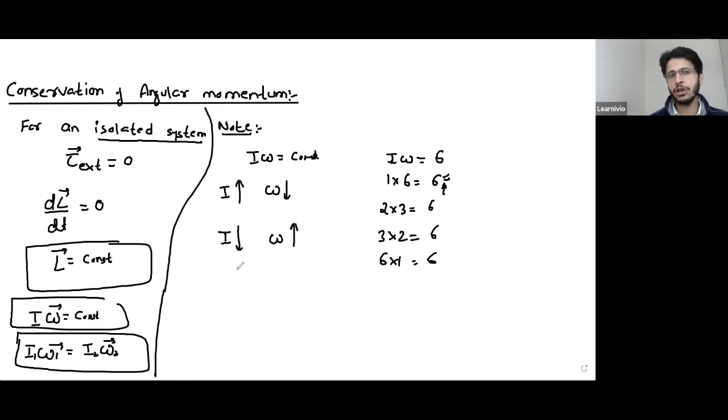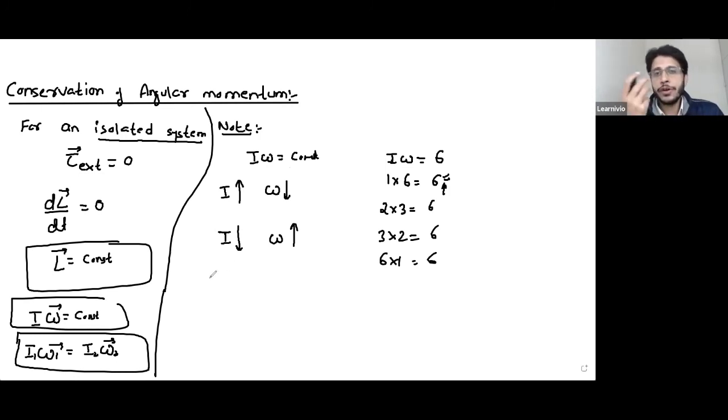So you have plenty of applications of this concept. Almost all applications of conservation of angular momentum that you will find in NCERT are based on this fact only: if you have an isolated system and somehow you decrease its moment of inertia, then its angular velocity will increase. It will rotate with a higher angular velocity, it will rotate fast.